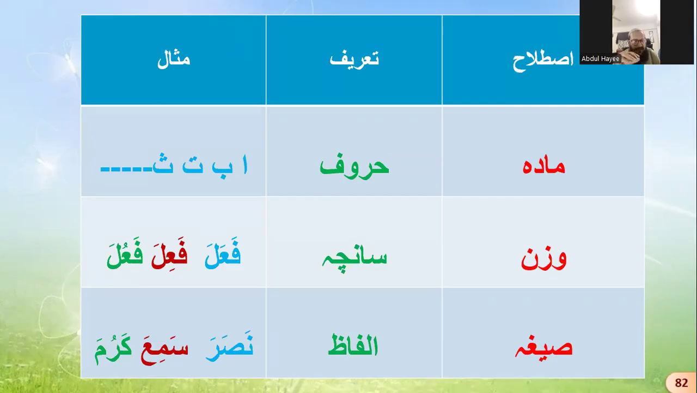Mada is the letters. Wazn is the model, or you can say the die. Yes, in English the proper word is die. You put the letters in the die, the words come out from that die, and the words come on the pattern of the die. If it is fa'ala, the word will come on the fa'ala pattern, just nasara. If the die is fa'ila, it will become samia, or hasiba. And if the die has the dhamma, it will be dhamma, just like karuma, etc.